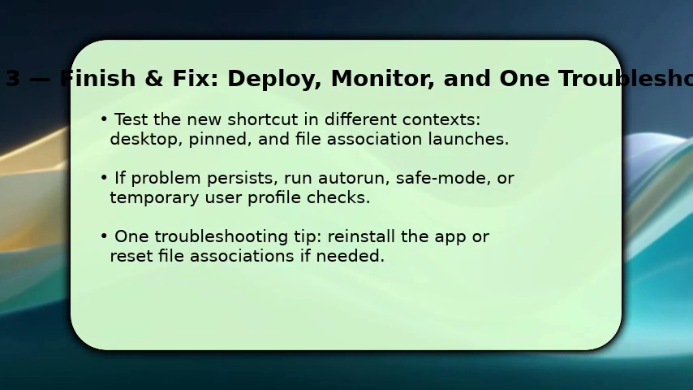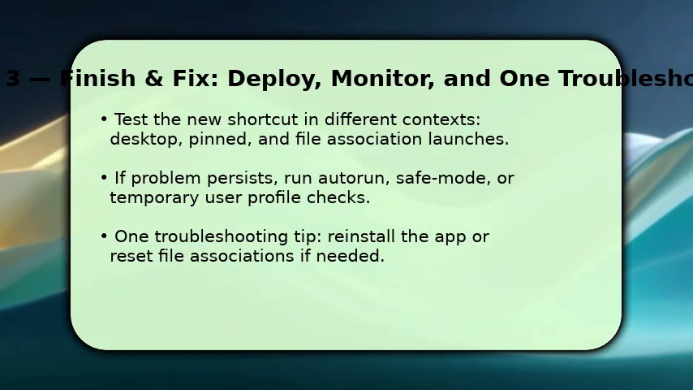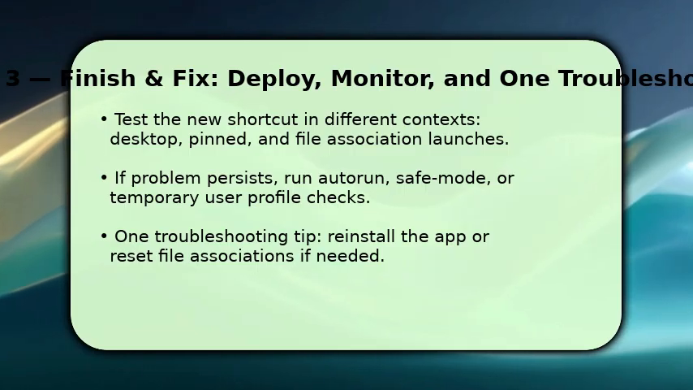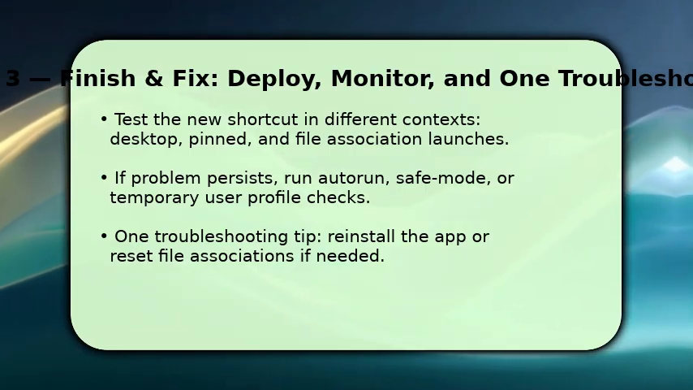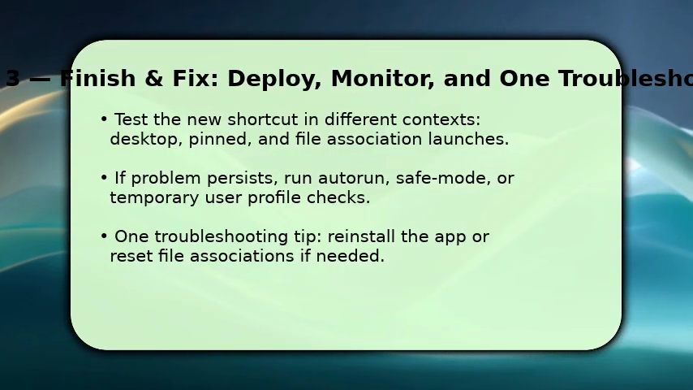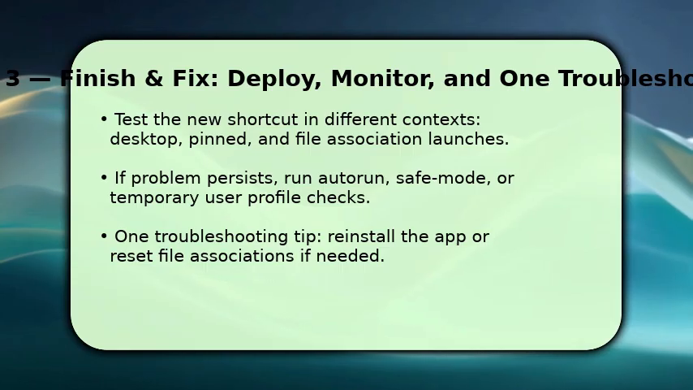Finally, test the new shortcut across contexts: desktop double-click, taskbar pin, and launching via a file association, because each route can invoke different handlers. Once done, verify no extra processes start beforehand by watching Task Manager during launch.